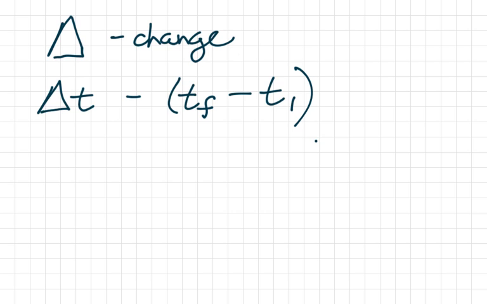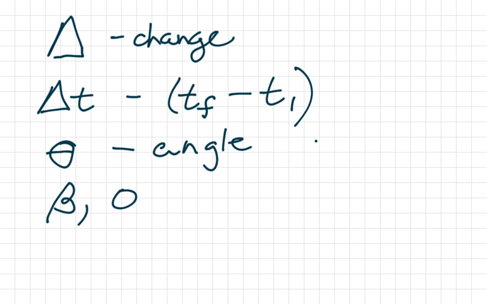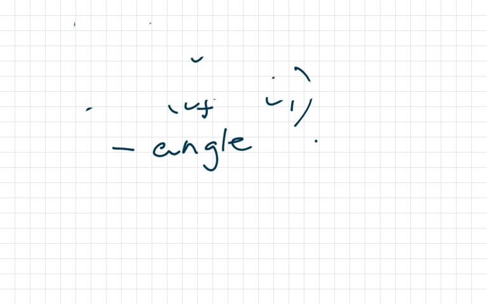Another one that you should become familiar with will be theta, and that is used to indicate an angle. But what if your problem has two angles in it? Well, in this case, you can indicate the second angle with beta, or perhaps we also could use phi.